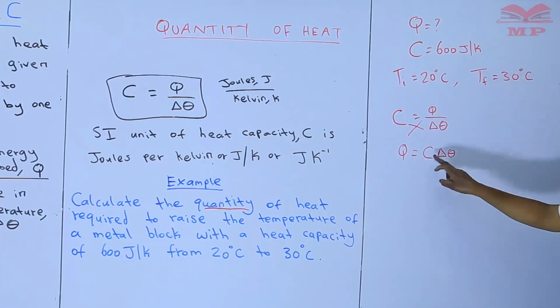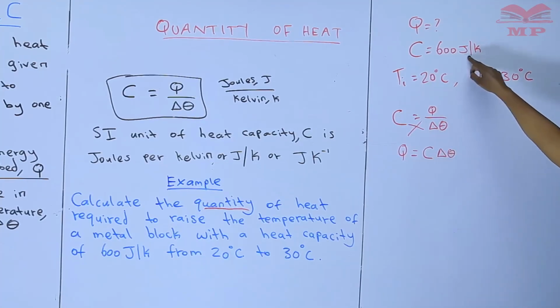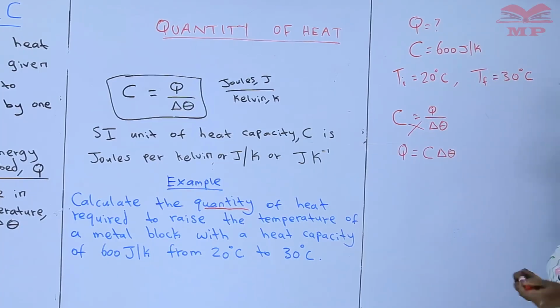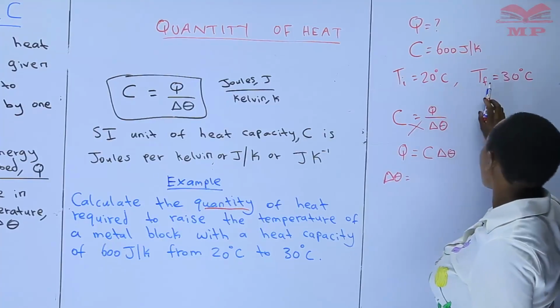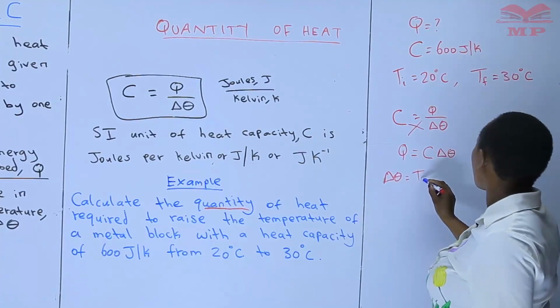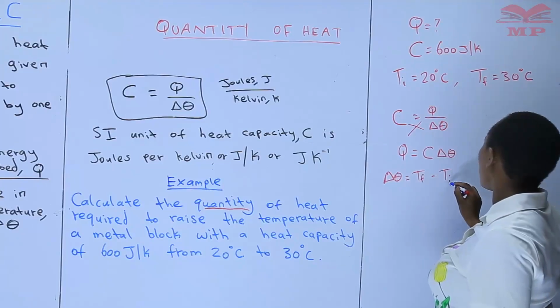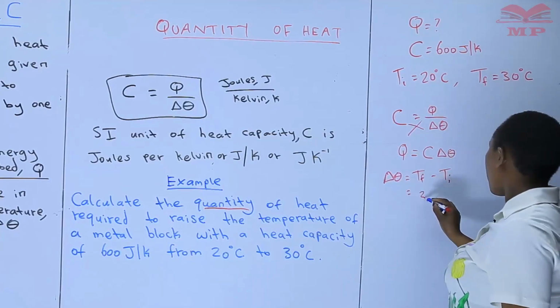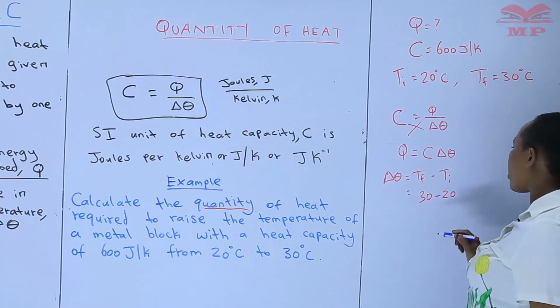So heat capacity multiplied by change in temperature. We have the heat capacity in its SI unit, so we need to get the change in temperature. So change in temperature will now be given by our final temperature minus our initial temperature, which is 30 degrees Celsius minus 20 degrees Celsius.